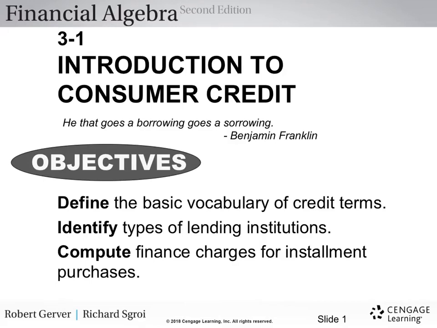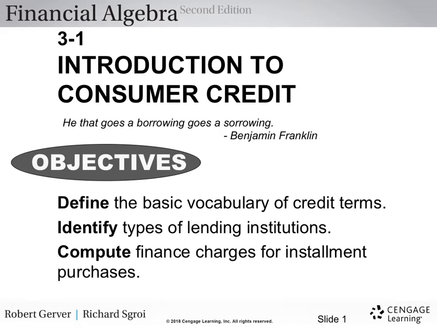This is section 3-1, Introduction to Consumer Credit. Our quote is the following: "He that goes a-borrowing goes a-sorrowing." Benjamin Franklin said this. Now, basically what he was trying to say is that if you borrow money, this could be an unhappy experience for you.